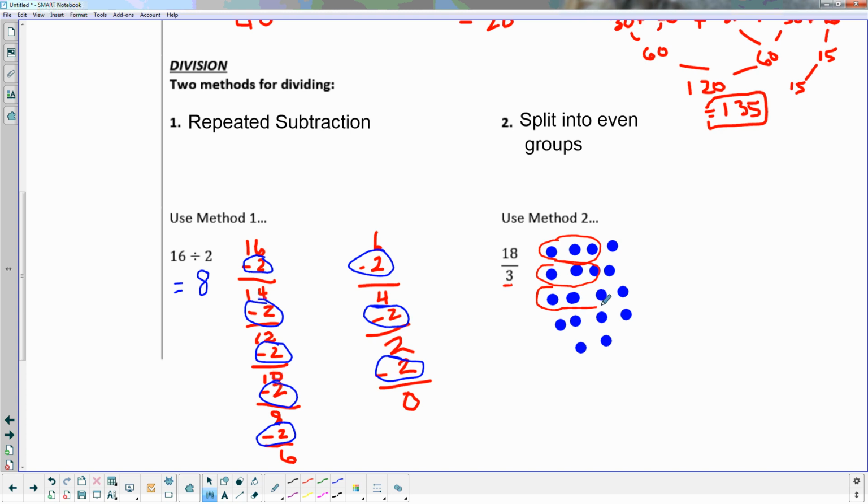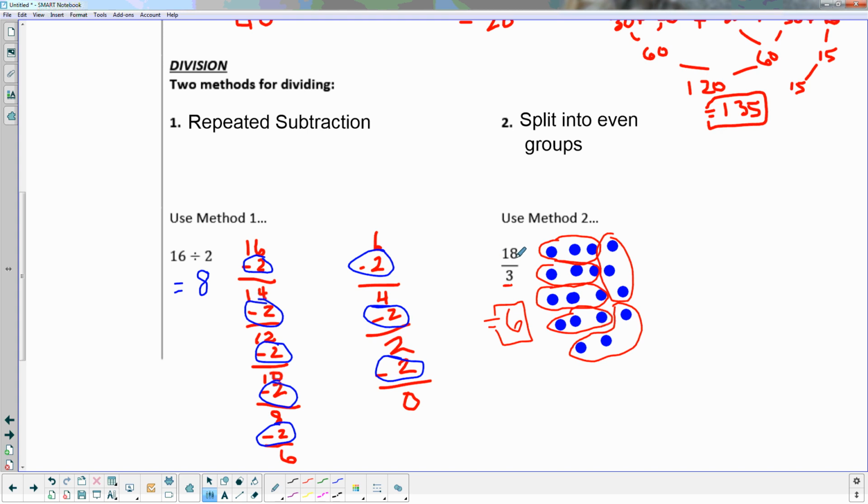It takes a little practice on knowing which ones to pick so that you make life a little bit easier on yourself. Here's another group of 3 here. And then I've got one goofy looking group of 3 right here. How many groups are there? 1, 2, 3, 4, 5, 6. So there's 6. So 18 divided by 3 would give me 6 as an answer. Okay. So that's just an idea. That's a way to divide.